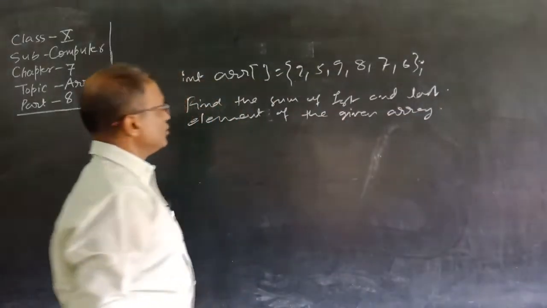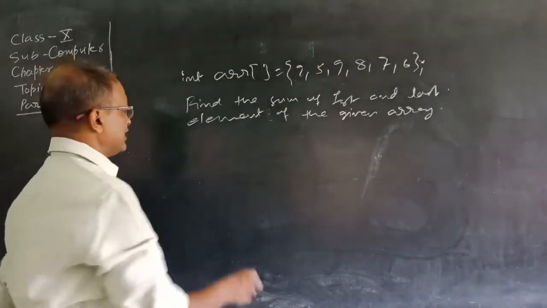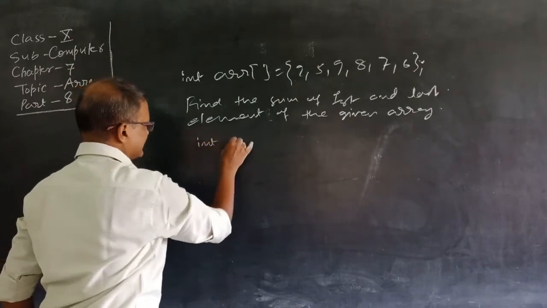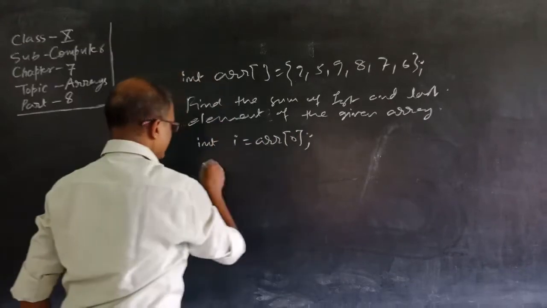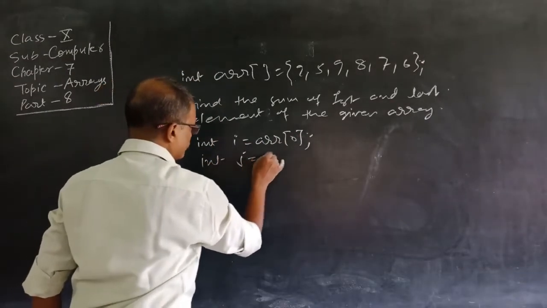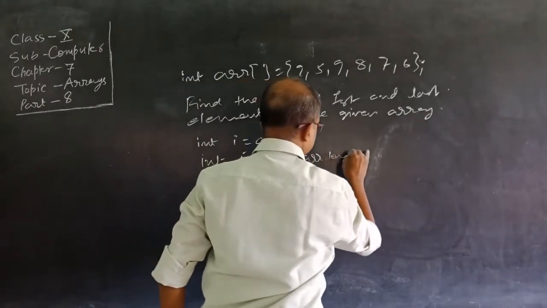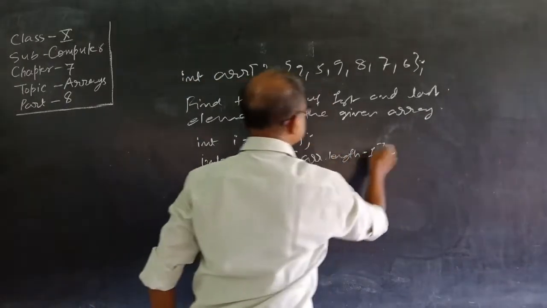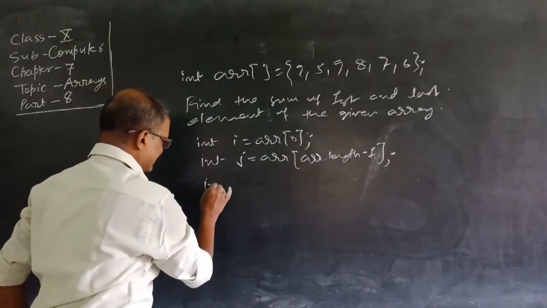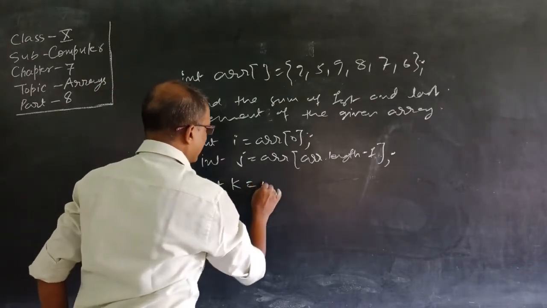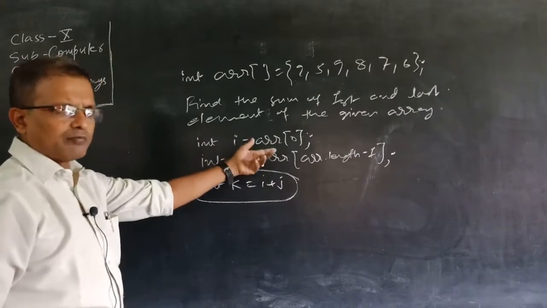So first of all, you will have to determine what is the first element of the array and the last element of the array. So here int i equal to arr[0], this will be the first element, and int j equal to arr.length minus 1, this is the last element. So the syntax: int k equal to i plus j. In this way you can find it by using the program. This is the programming technique.